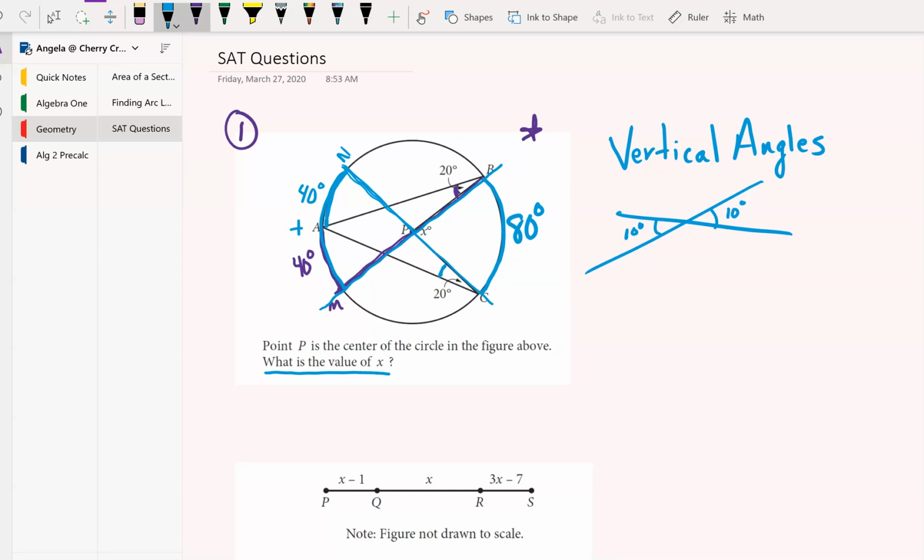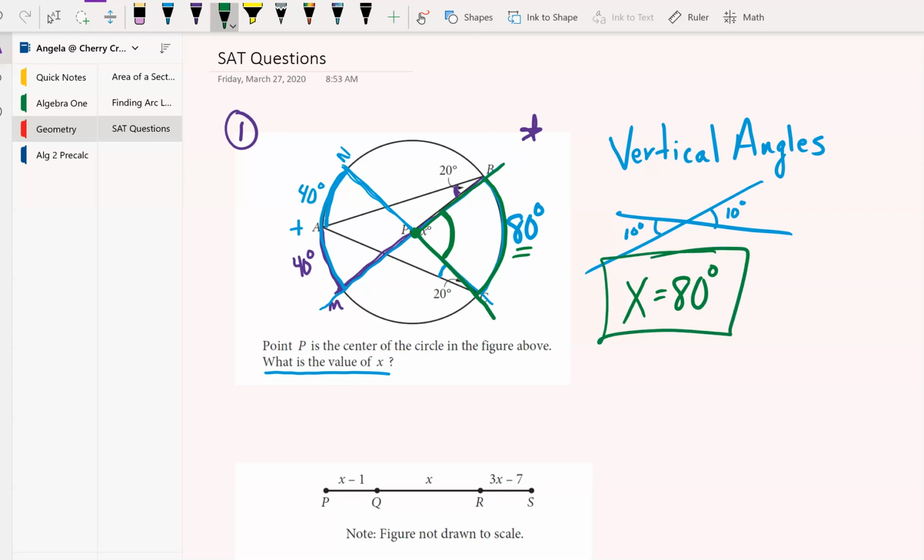And the value of x is actually a central angle. It's an angle that is centered at the circle. And because it is a central angle, that value of x is going to be equivalent to the arc that it intercepts. So if the arc it intercepts is 80, then x must be equal to 80 degrees. And you're done with that one. Hooray! Got lots of colors going on that particular problem.